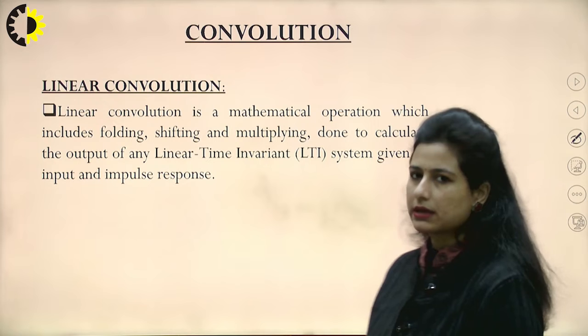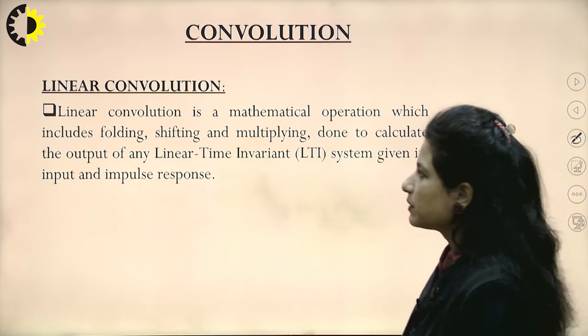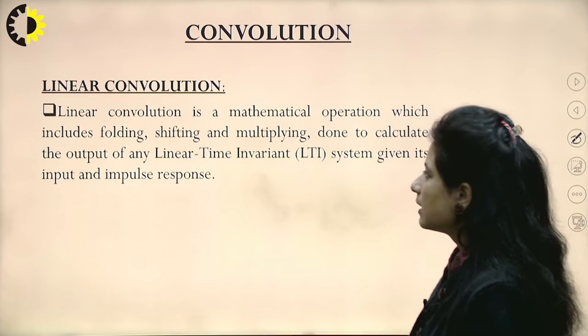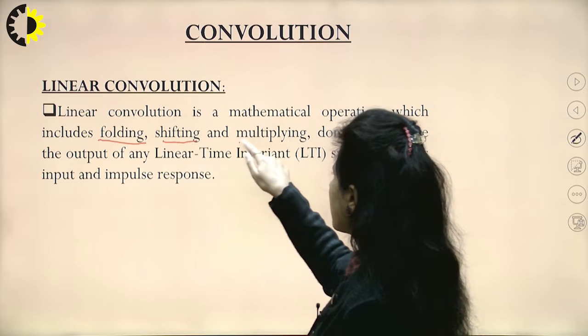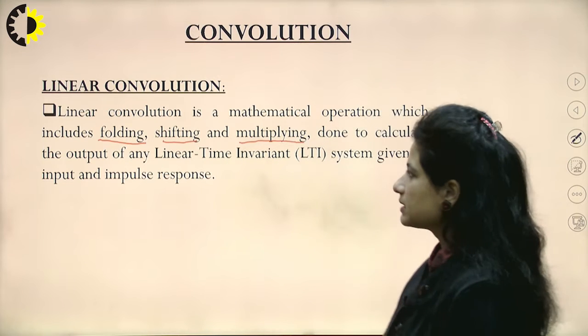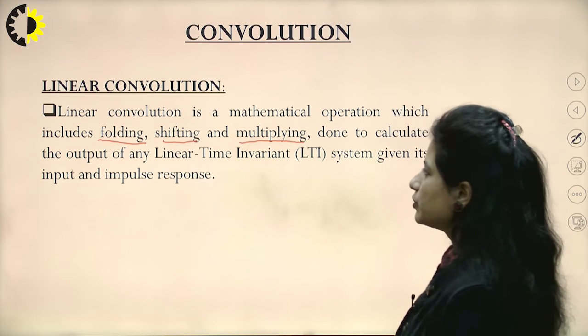As we have been studying any kind of mathematical operation in signal processing, we have to perform convolution, which is a combination of three tasks: folding, shifting, and multiplying. So these three operations make up the final output that is called the convolution of two signals.